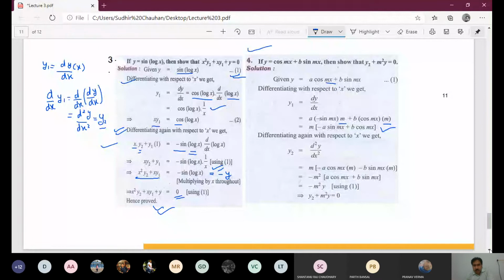Now again differentiating because we need y2 plus m square y. So we have to differentiate up to second order, and then we can find this. So again differentiating with respect to x, we get y2, that is d2y over dx square. The differential of sine is cos, the differential of cos is minus sine. So we get minus on both expressions. So you can take minus and m common, it is minus m square, then a cos mx plus b sine mx.